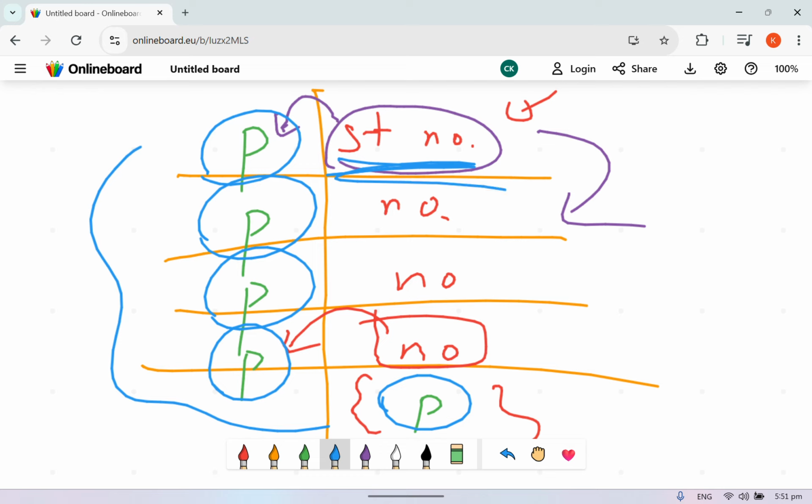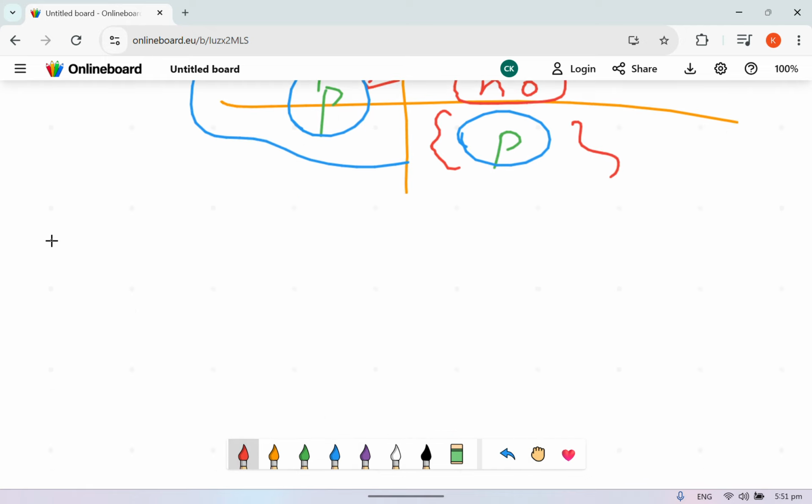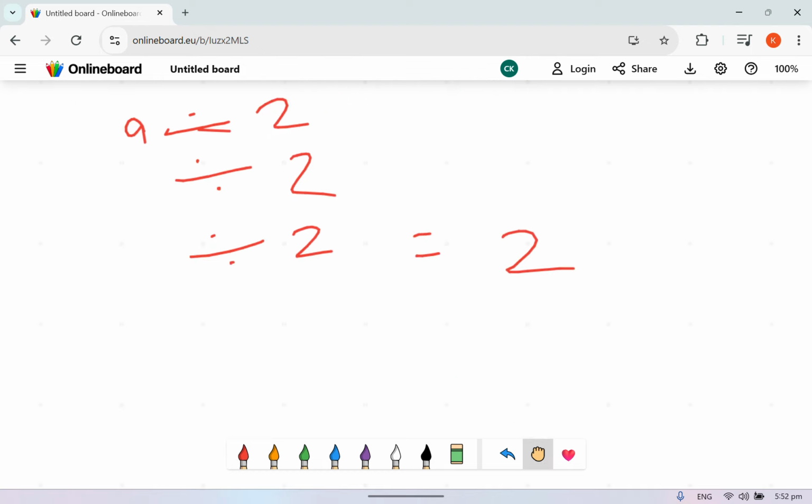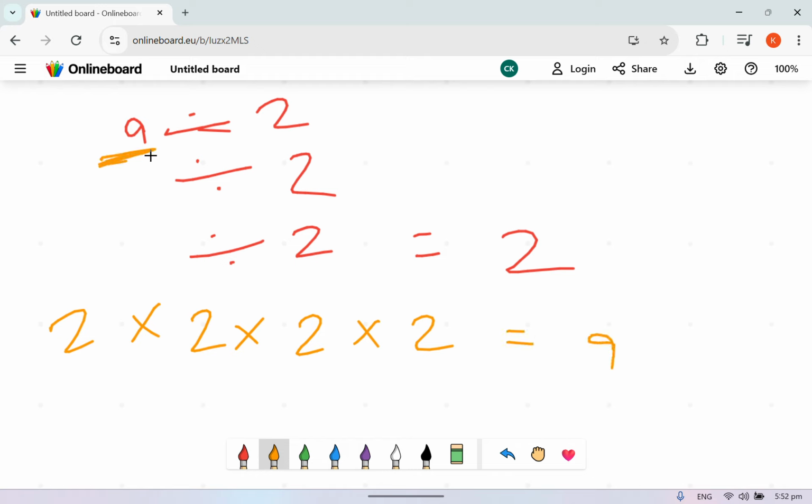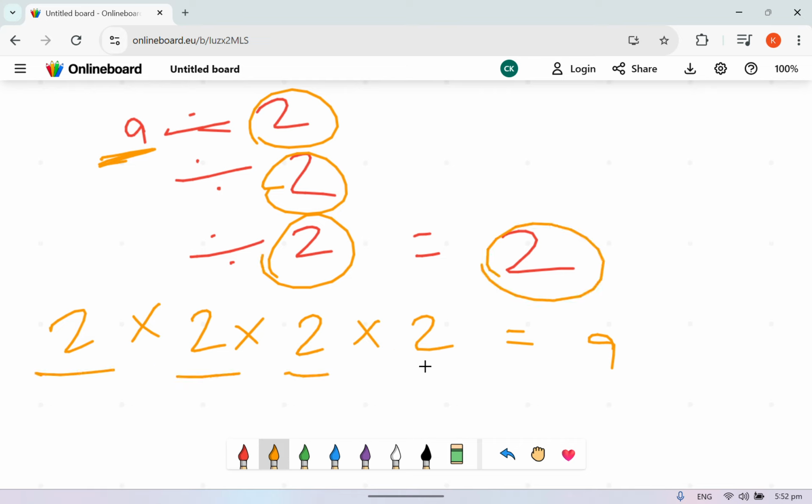Because think about it, guys. You have your starting number, and what you do is you keep dividing. I'll just say A. You're going to divide it by 2, divide by 2, divide by 2, and you get 2. So can I just say that 2 times 2 times 2 times 2 equals 8? Right. A, you divide by 2 three times and get 2. That means 2 times 2 times 2 times 2 is 8.